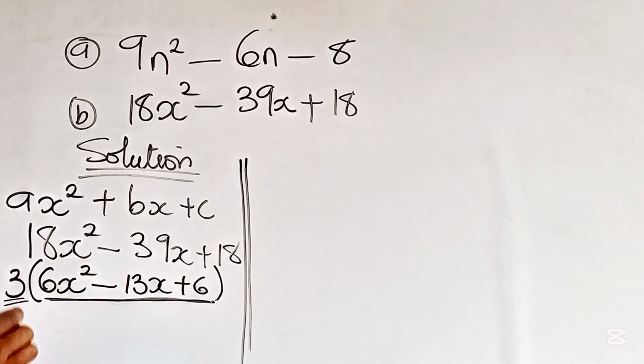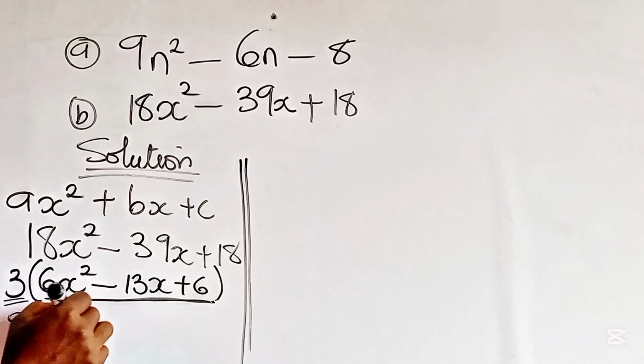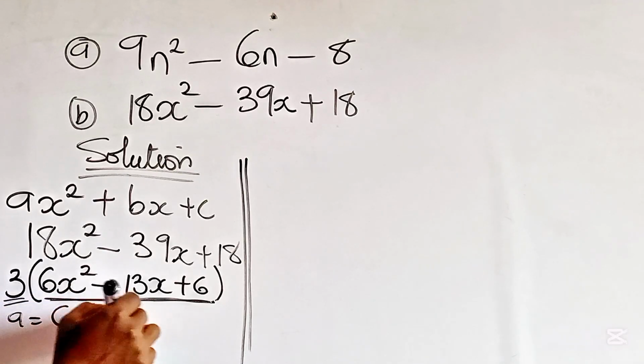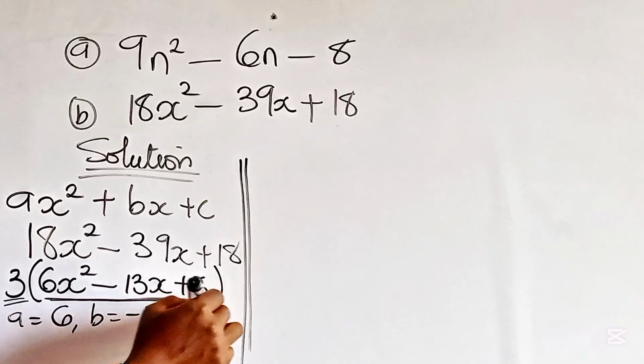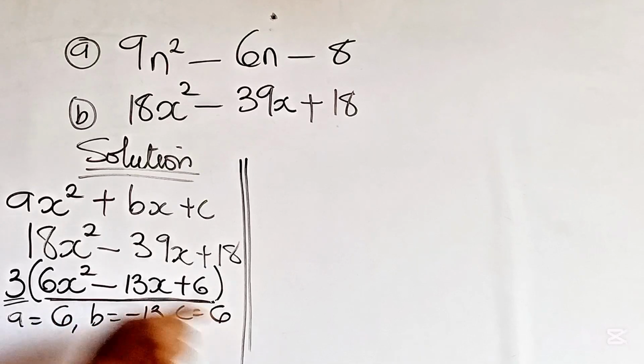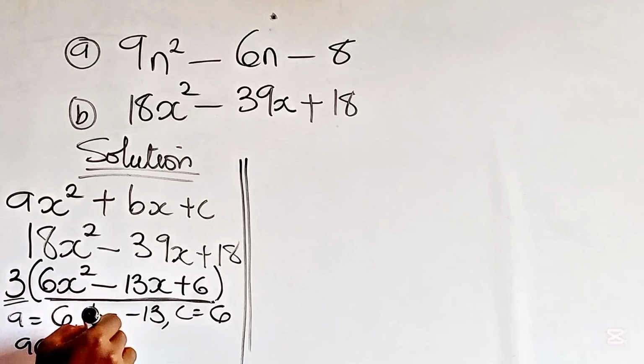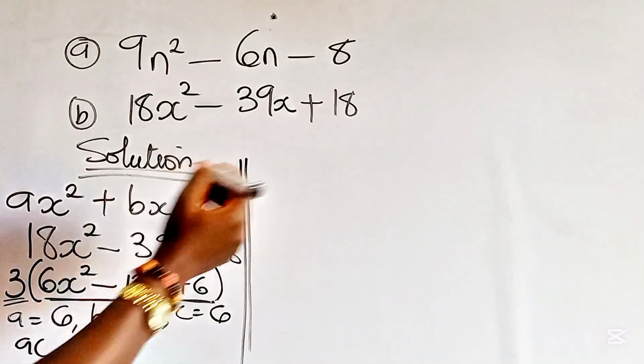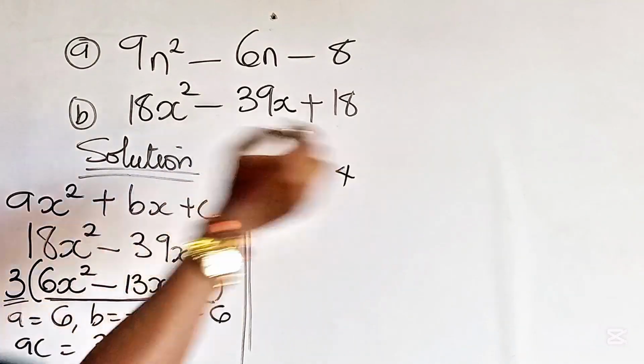So since we are ignoring this, the coefficient of x squared is now going to be 6, right? And b is equal to minus 13, and our constant is equal to 6. So AC now here is going to be 6 times 6. So AC is equal to 36. So we are then going to find two factors of 36 that when multiplied give us 36, and when added will give us minus 13. So these two numbers are going to be 9 and 4.